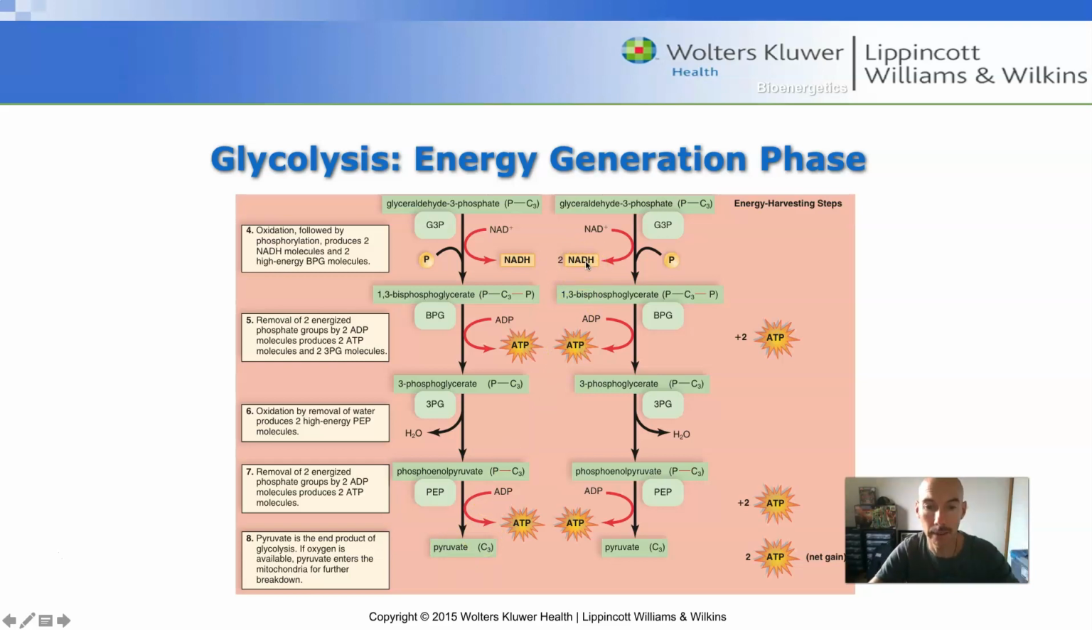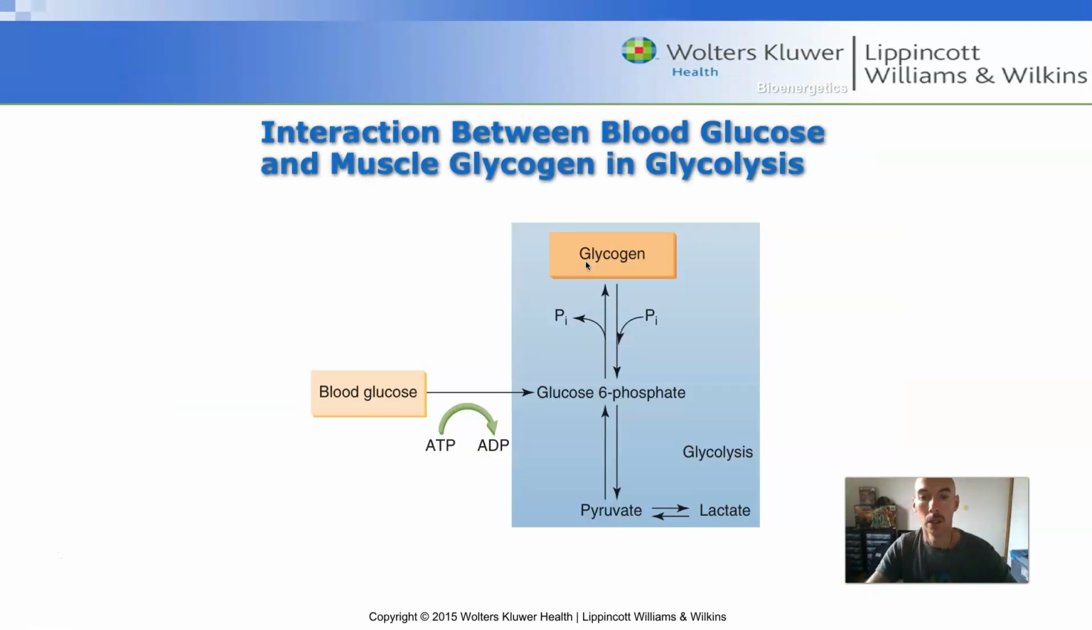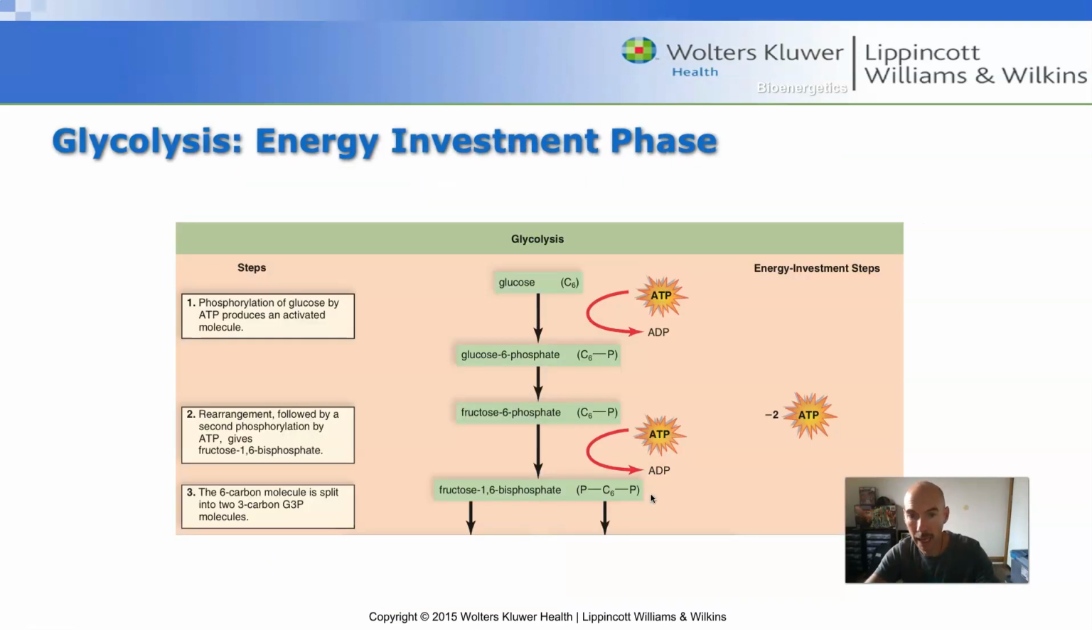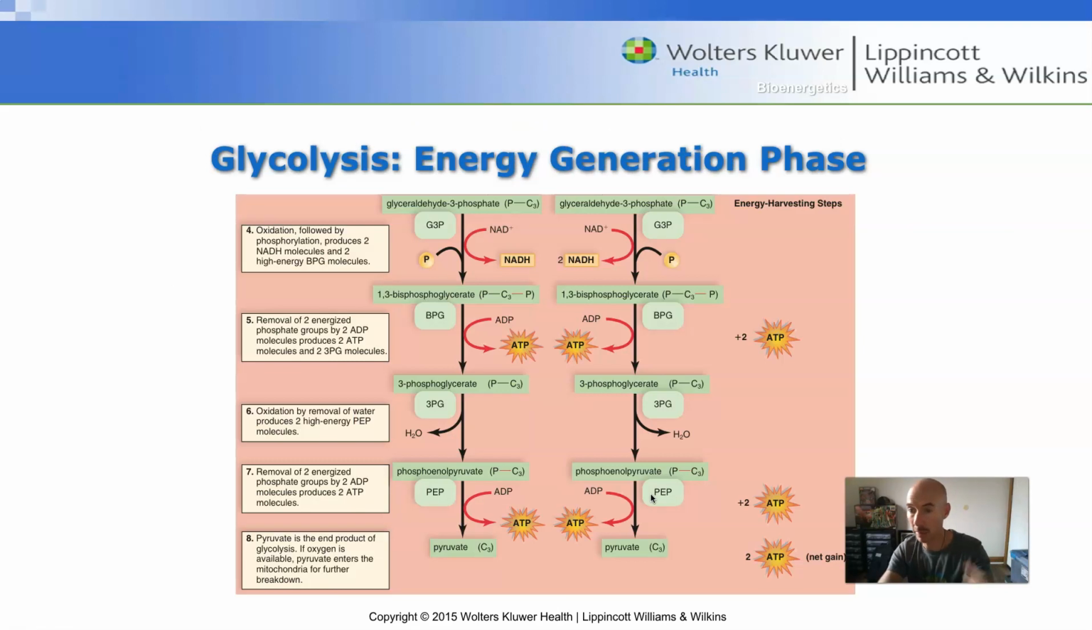So if we jump back to this slide, which kind of summarizes everything, we produced 4 ATP, but we spent 2, so we have a net gain of 2. We're left with 2 NADH, which we see here, and 2 pyruvate, which we see here, okay? Now, let's think about what might happen next, okay? But first, let me summarize.